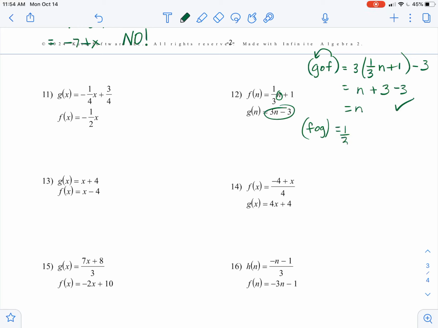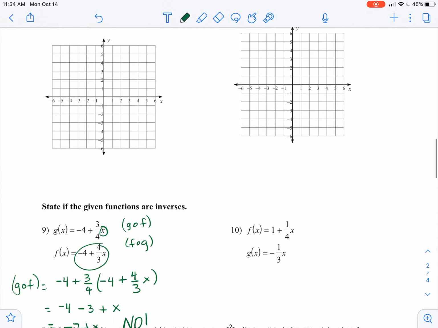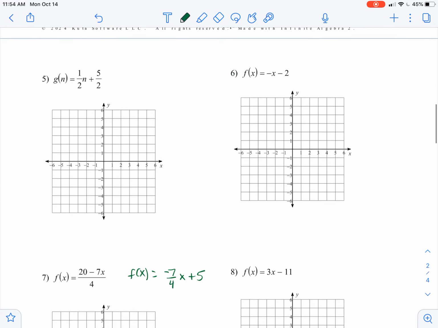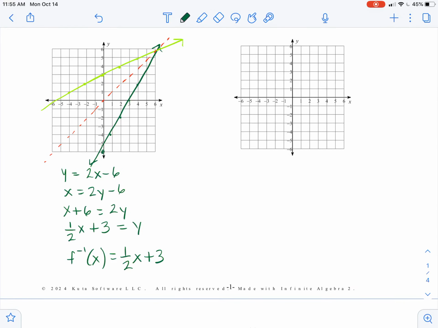So I'm going to have 1/3 times 3n minus 3 plus 1. That gives me n minus 1, and then the plus 1 outside, which gives me n, which it checks. Therefore, yes, these two are inverses of each other. Okay? So it does have to check both ways in order for it to be true, but as soon as one of them doesn't work, you know the whole thing doesn't work. Okay, that is how to find inverses of a function. So hopefully that makes sense, and good luck.